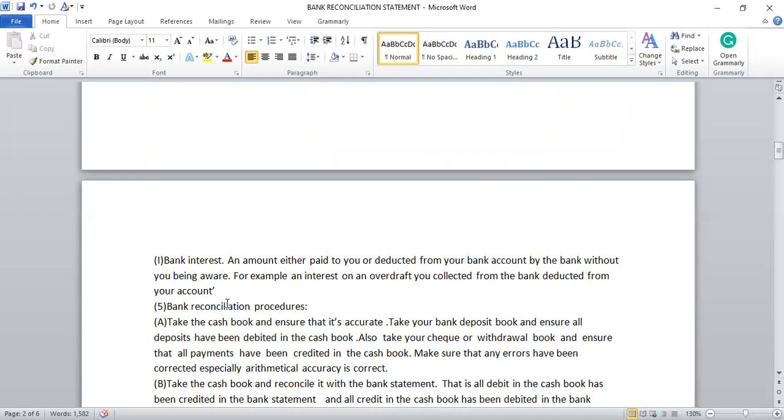And that is an interest that will appear in your bank statement that you will not be aware of. Okay. Now 5, we are coming to the bank reconciliation procedures. This is how we do bank reconciliation.